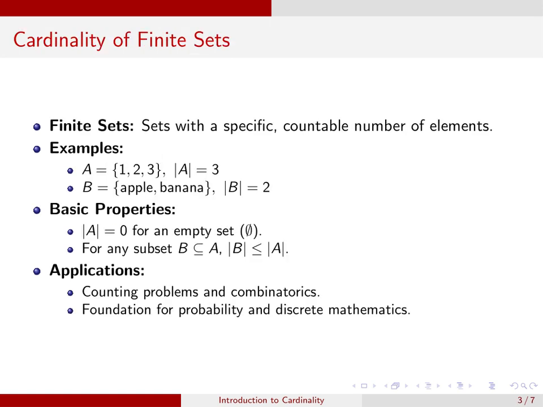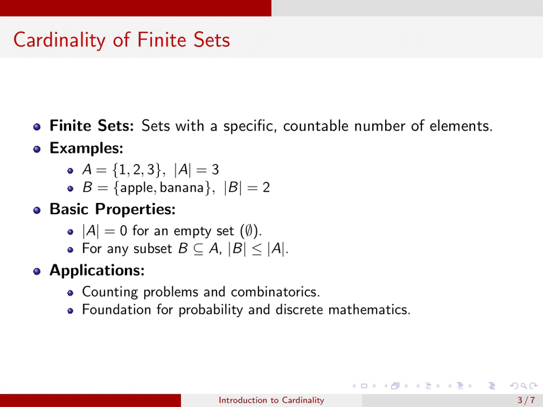Finite sets have specific, countable numbers of elements. For example, the set labeled A containing the elements 1, 2, and 3 has a size of 3. We write this as the absolute value of A equals 3. Similarly, the set labeled B, containing the elements apple and banana, has a size of 2. This is written as the absolute value of B equals 2.